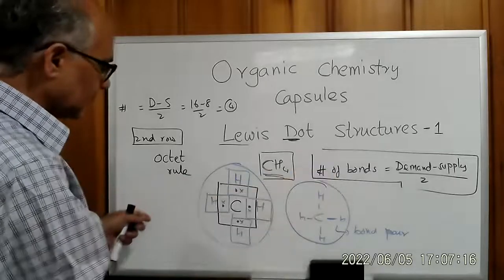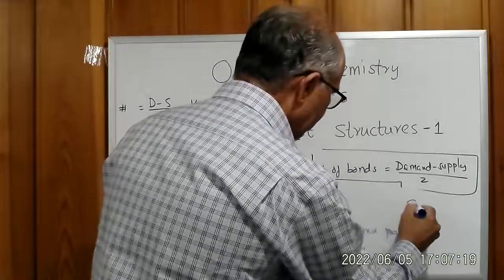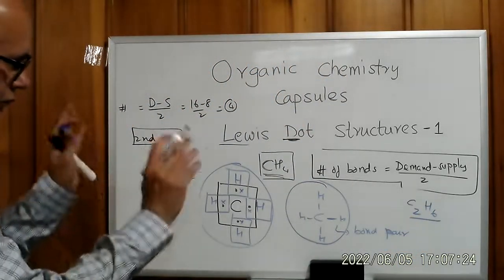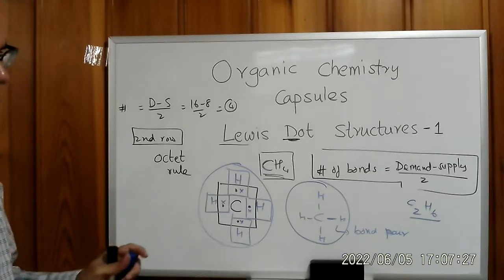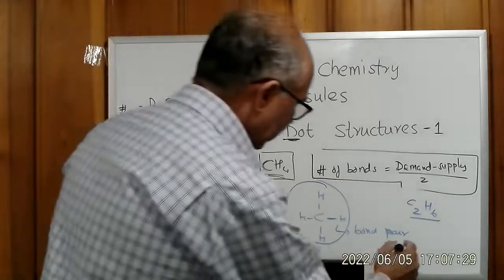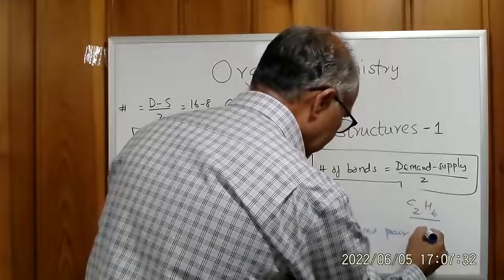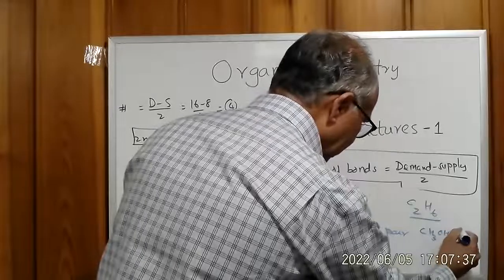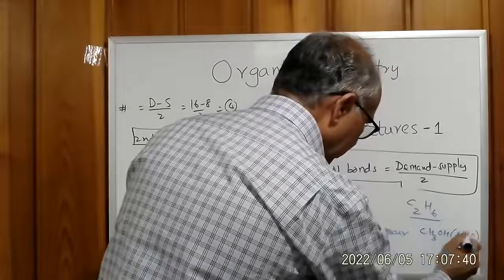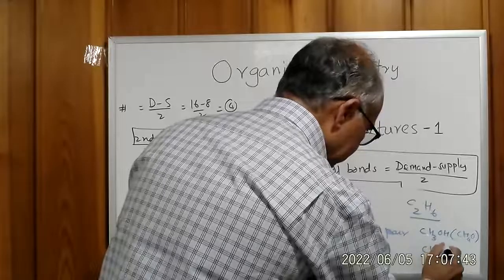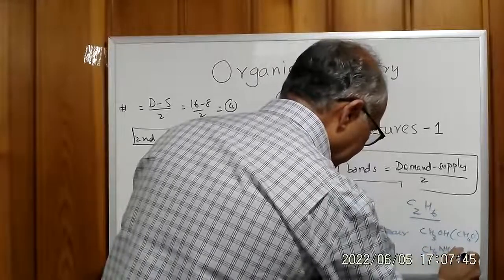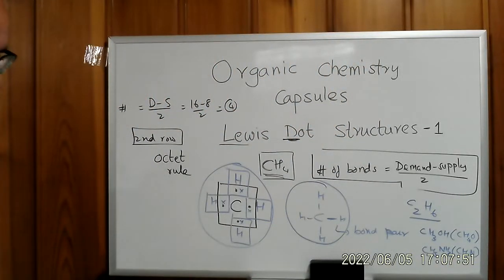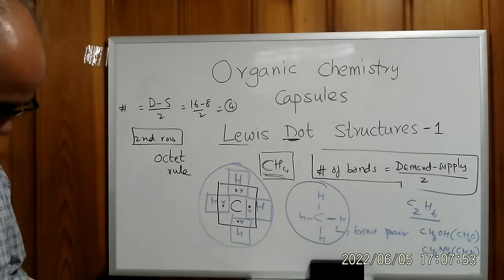But as you move on, if we take another example, C2H6, we'll take that up in a different video because this is a capsule, so we'll keep them short. In the next video, we'll take a look at 3 structures or 4 structures. CH3OH, where the molecular formula will be CH4O. CH3NH2, where the molecular formula will be CH5N. Those three examples in the next video. So see you in the next video.